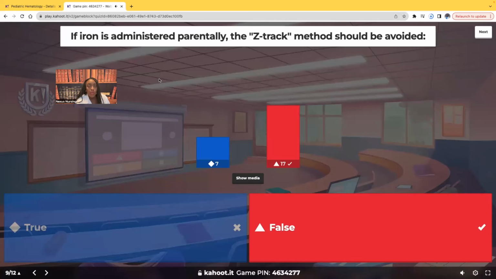False. You want that iron to go deep into the muscle. You're using Z-track method. You want to seal that medication deep into the muscle, and iron is very irritating. You don't want it seeping out, okay? So that is false. You're going to use Z-track method.